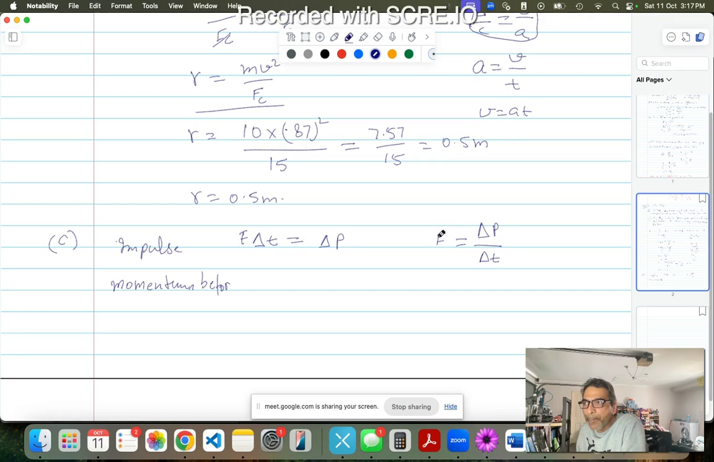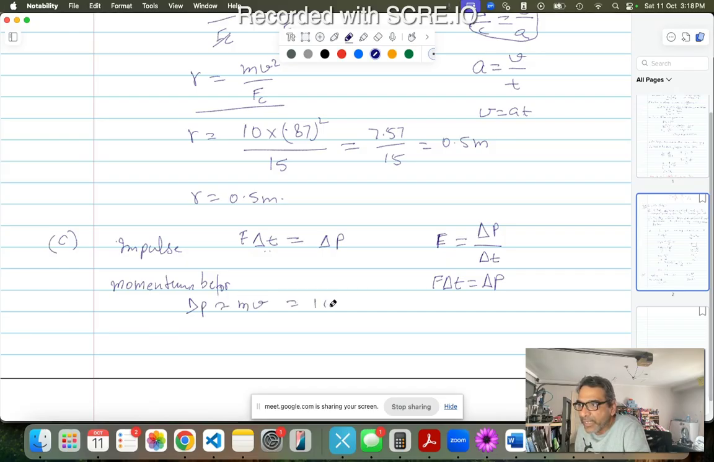But when we say impulse, impulse means force applied over time. That's why we take this time part like this. We can remember this one: if it is asking for force, we can let the delta t come to this side, similar to dividing delta t from both sides. So the momentum before, delta P, is equal to mv.